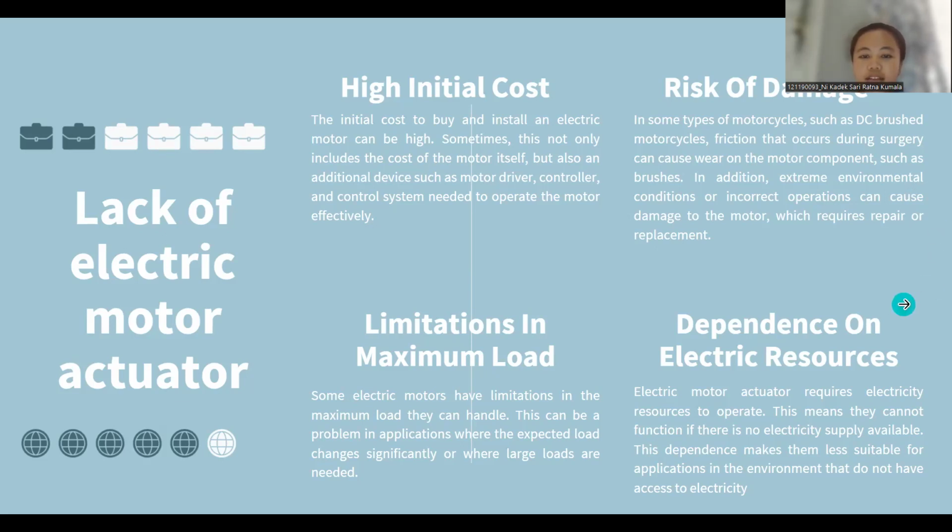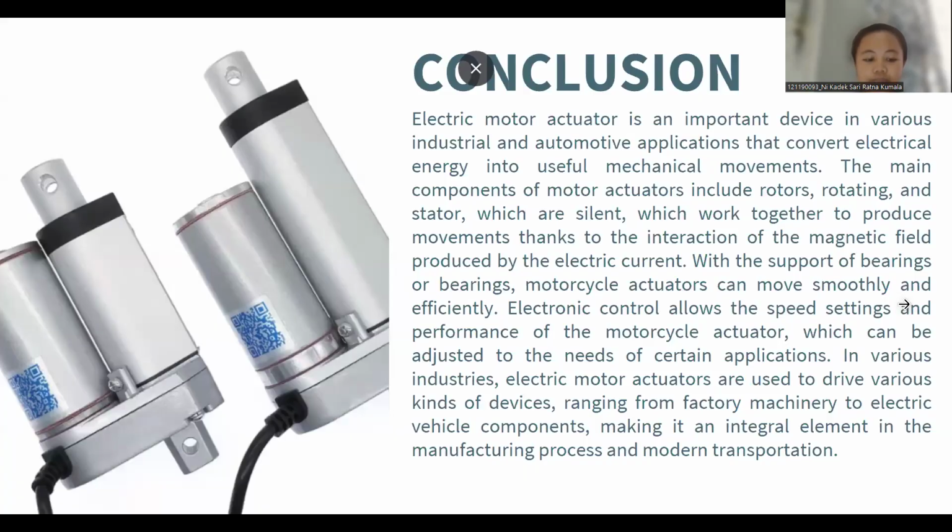For the last, our conclusion. Electric motor actuator is an important device in various industrial and automotive applications that convert electrical energy into useful mechanical movements. The main components of a motor actuator include the rotor, which is rotating, and the stator, which is stationary, which work together to produce movements thanks to the interaction of the magnetic field produced by the electric current.